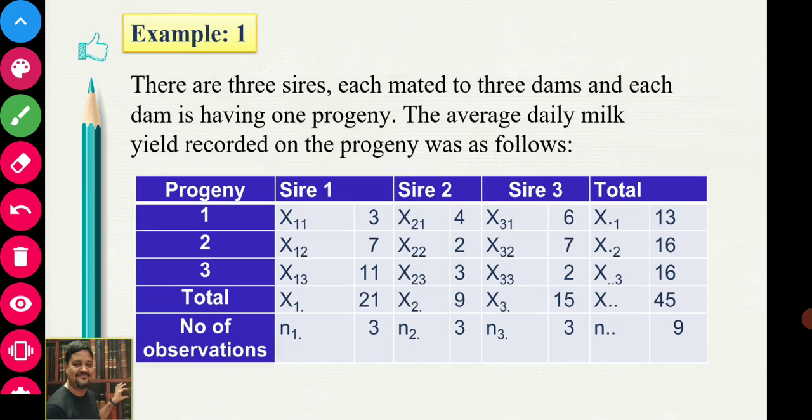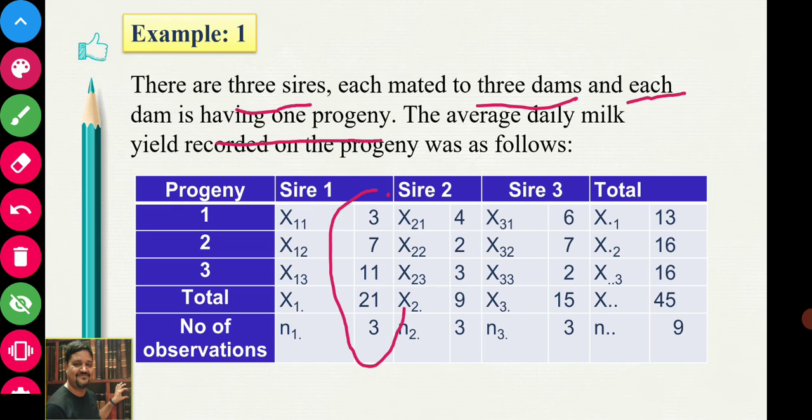Now after the steps, we will see a simple example. In this example I have taken sires having an equal number of progeny. In the next problem we will see when the progenies are not equal. I will read here: there are three sires each mated to three dams, and each dam has one progeny, so there will be one progeny per dam. The average daily milk yield record of the progeny was as follows.